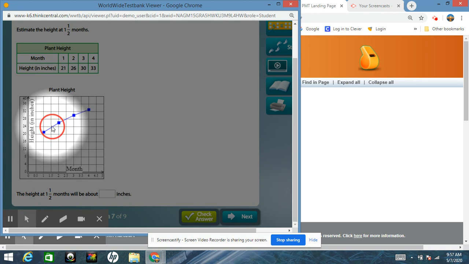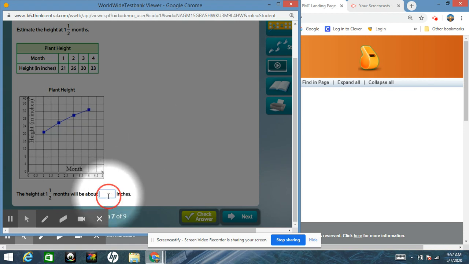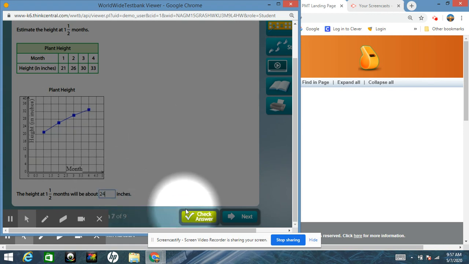If I go up, the height for it, it says about. So we don't need an exact measurement. If I look over to the height in inches, mine would be about 24, okay? Again, yours may be different.